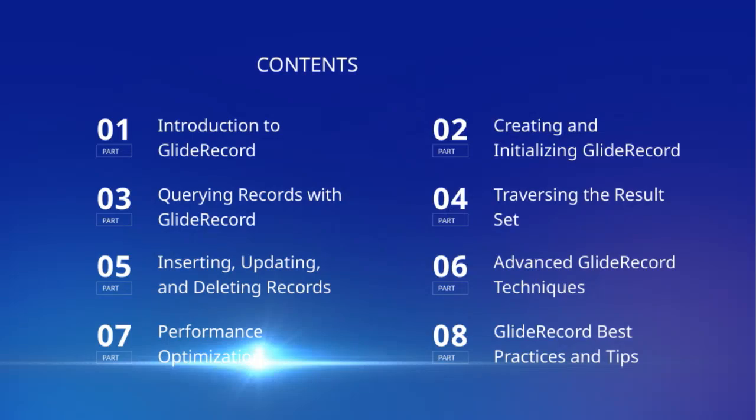Now, let's take a look at slide 2. Here, we see the outline of our upcoming topics. We start with an introduction to GlideRecord, which is the foundation of working with records in ServiceNow. Then we move on to creating and initializing GlideRecord objects, followed by querying records effectively. Next, we'll explore traversing result sets to handle multiple records. After that, we'll discuss inserting, updating, and deleting records to manipulate data. Then, we'll look into advanced techniques to extend what we can do with GlideRecord.